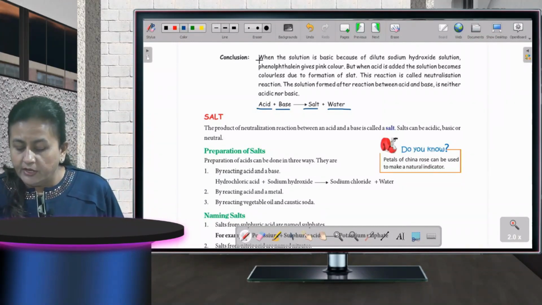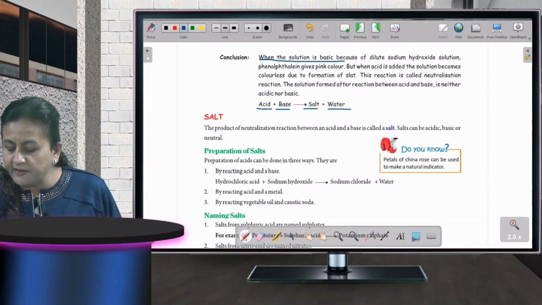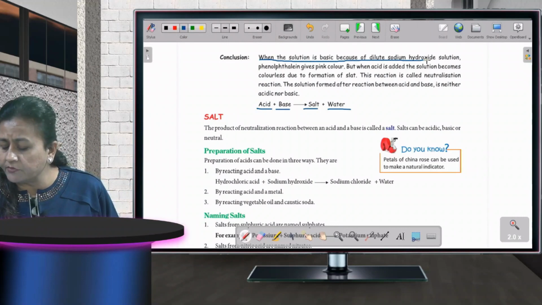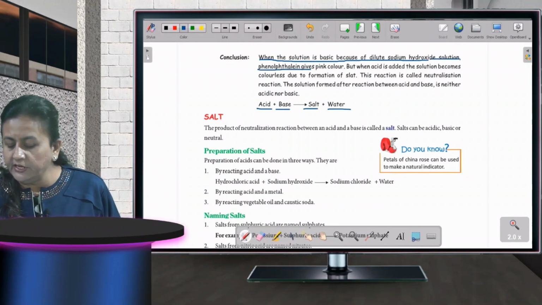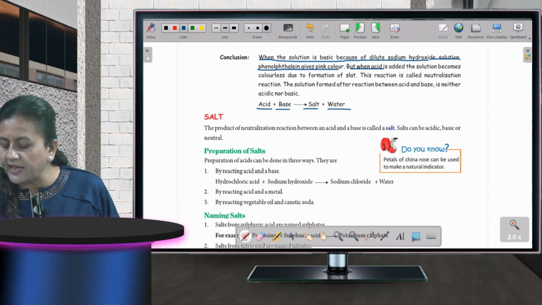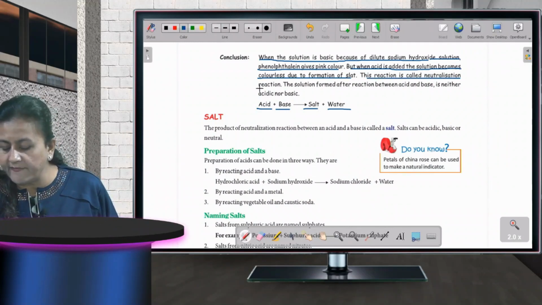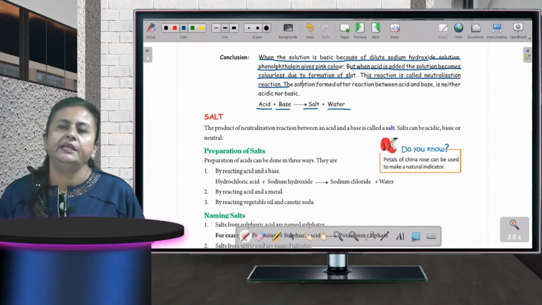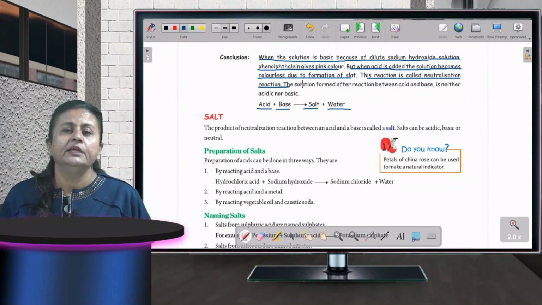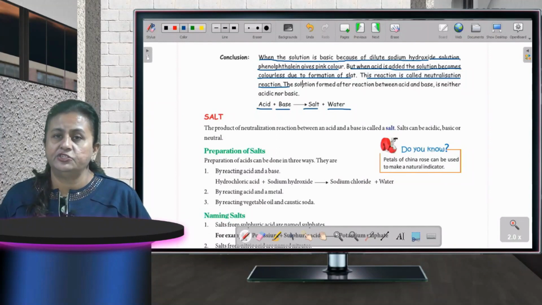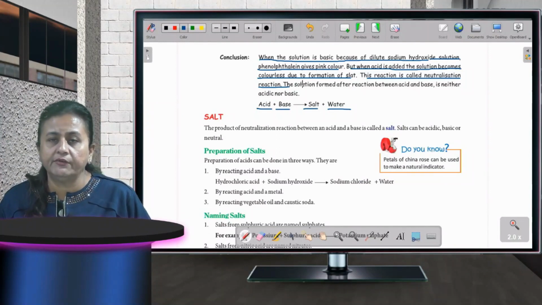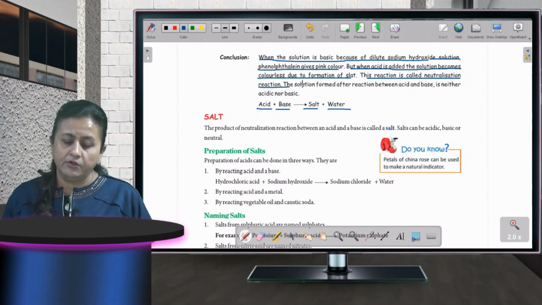So when the solution is basic because of the dilute sodium hydroxide solution, phenolphthalein gives pink color, but when an acid is added to the solution, it becomes colorless due to the formation of salt. This reaction is called neutralization reaction. When we are combining acids and base together, it is a neutralization reaction. And what is it giving out? It is giving out salt and water.